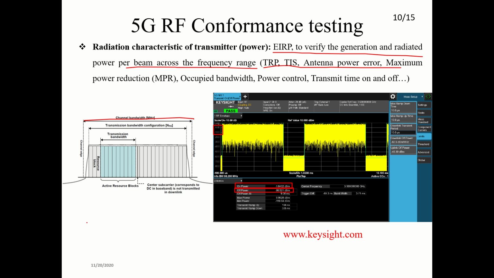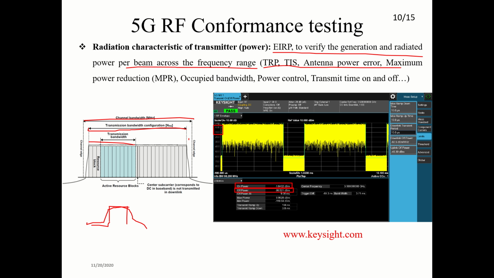As I mentioned before for a band pass filter, the response will be something like this, but ideally it should be like this. The ideal case may not be achieved in practice. That's why they always give some guard band. And you can see here the transmission bandwidth is only this much, NRB. So this is the transmission bandwidth configuration.